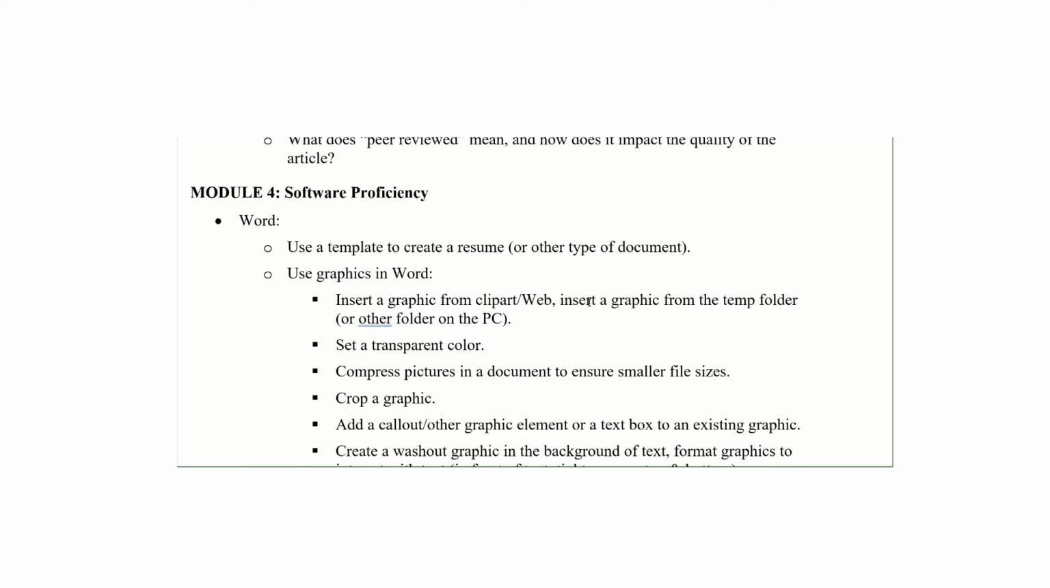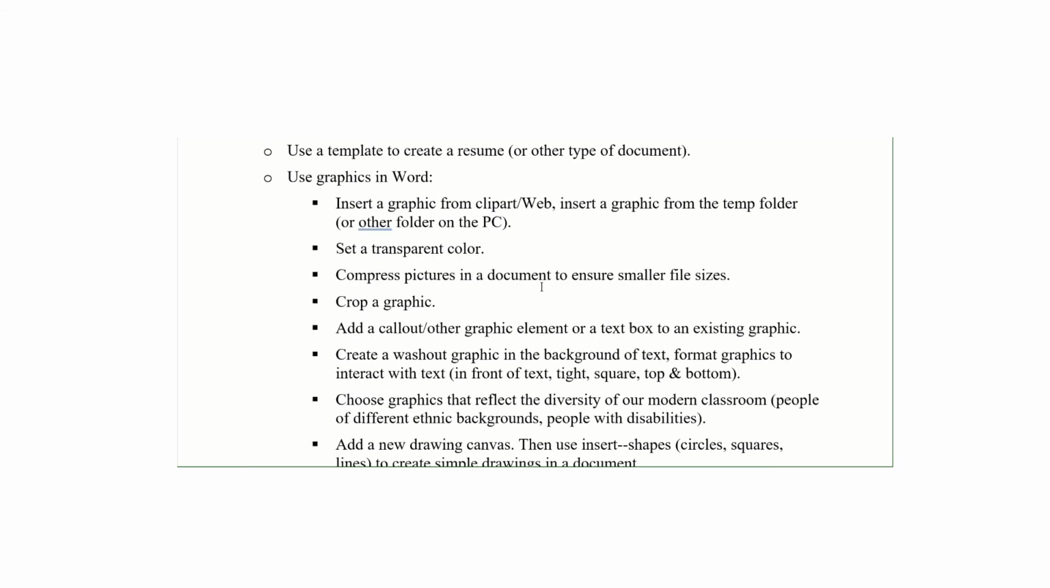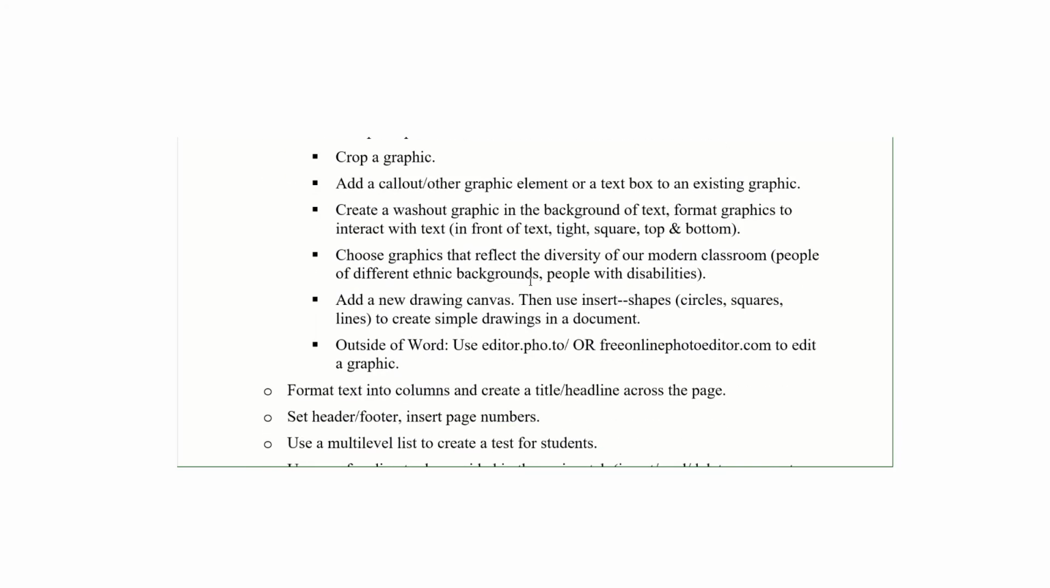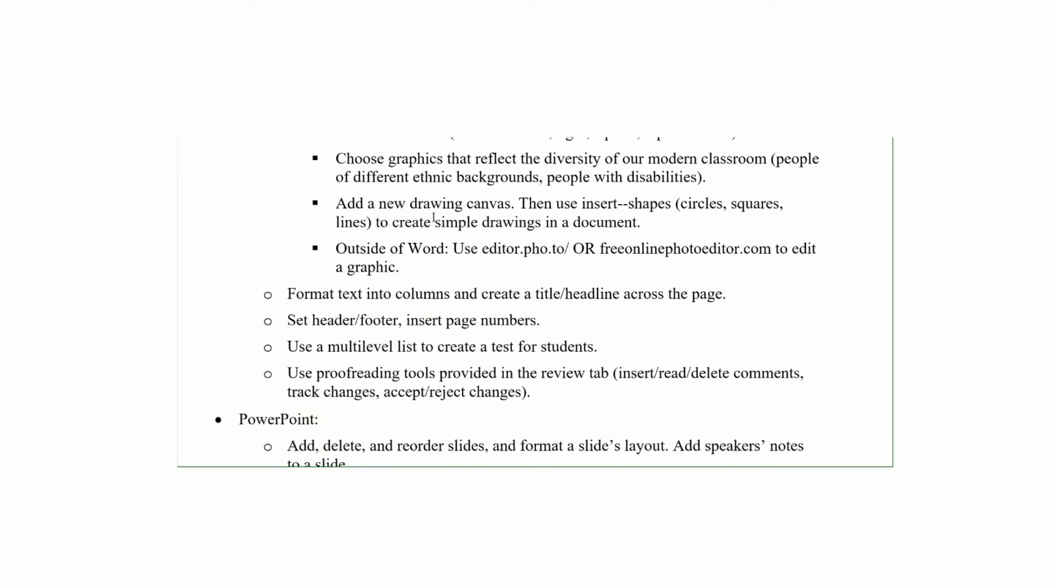In Mod 4, we dealt with software, and we looked at some of the common Office Suite apps. We looked at Word, and we started by looking at, very quickly, templates to create resumes and brochures and different types of documents that you could create either as a teacher or ask your students to create. We looked at some of the tricky things that go on with graphics in Word, because we pointed out that in Word, graphics and text don't always mix very well. So we looked at all the little particulars that we could do, including adding a drawing canvas to your document, and then using insert shapes and creating drawings in your Word document.